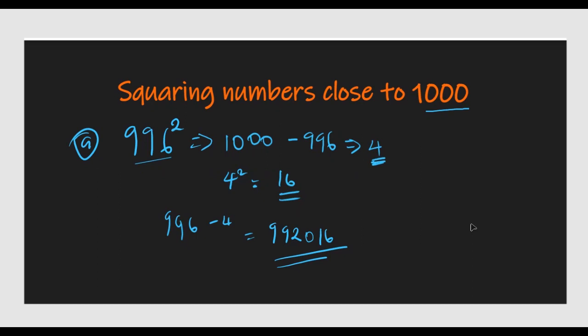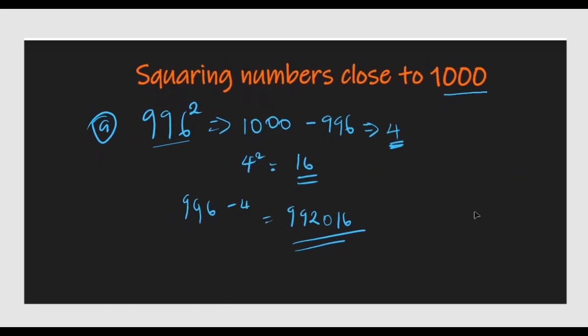If you look at 996, you know the difference from 1000 is only 4. So you know the last part of your answer is 16, and then you take the same 4 subtracted from 996 and you have 992. Since it's in thousands, you have 992 and 016. This method makes calculation very easy.